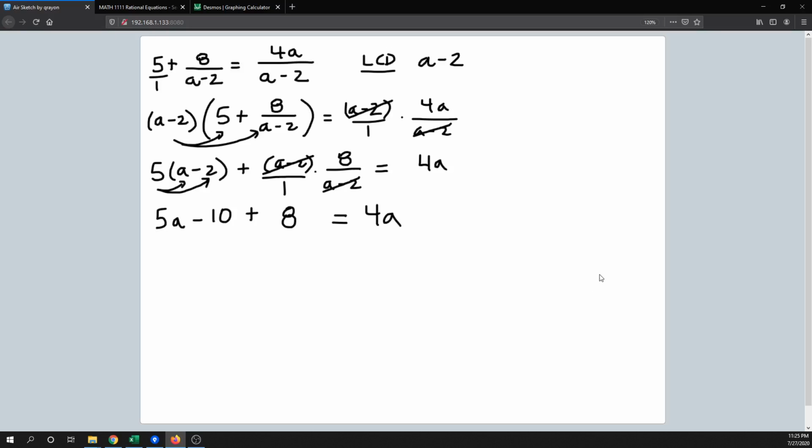Okay, so you can see now all of the fractions are gone. And so this is just a linear equation, and I would solve that like we were doing before. So the first thing is to simplify both sides as much as possible.